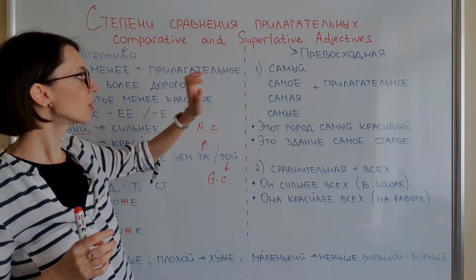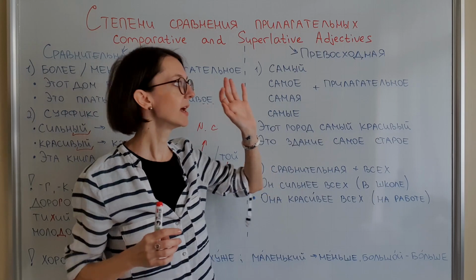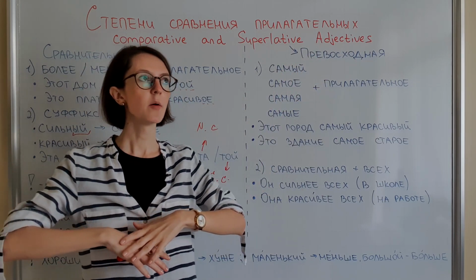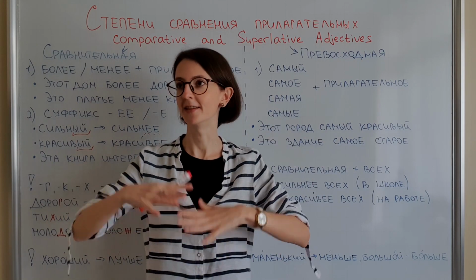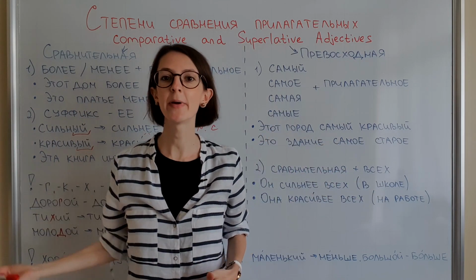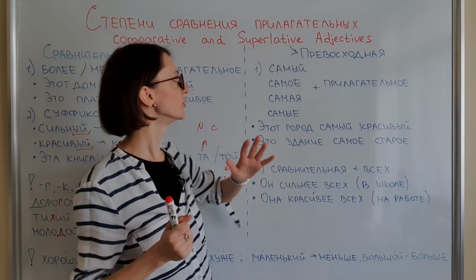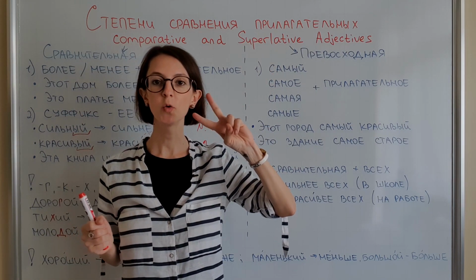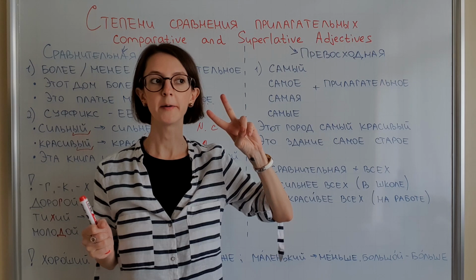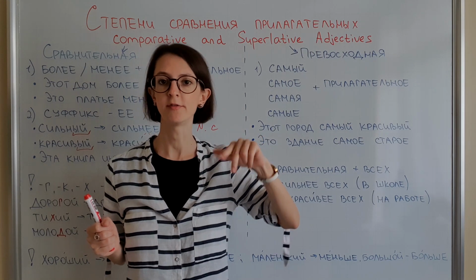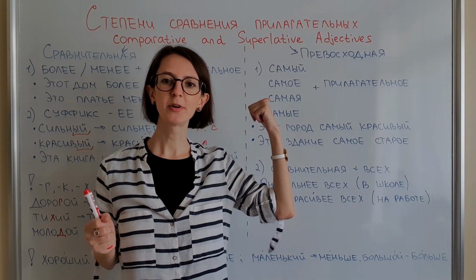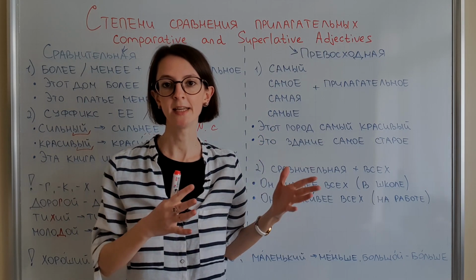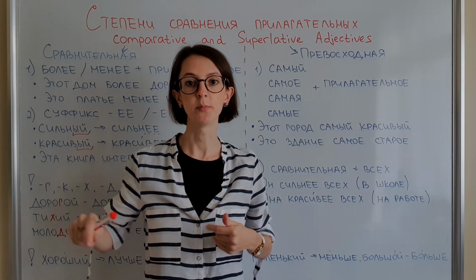Another form is superlative form. Это превосходная степень, when something is the best, the biggest, the most expensive, etc. You need to use superlative form. Here we again have 2 ways that we use very often. There is another way of a superlative form, but it's a bit complex and not very used in daily life, so I decided to skip it.